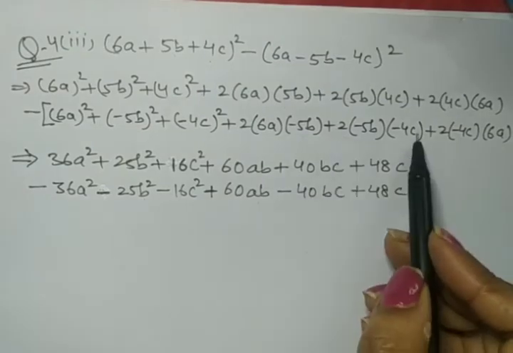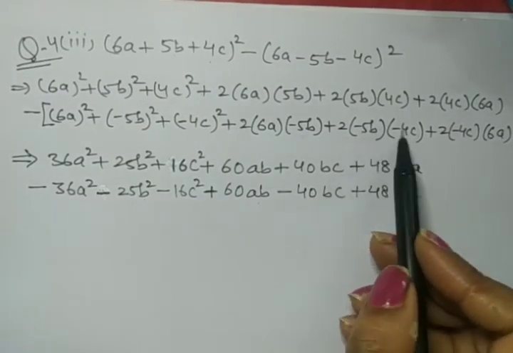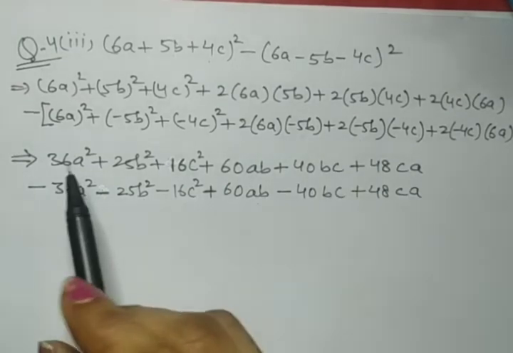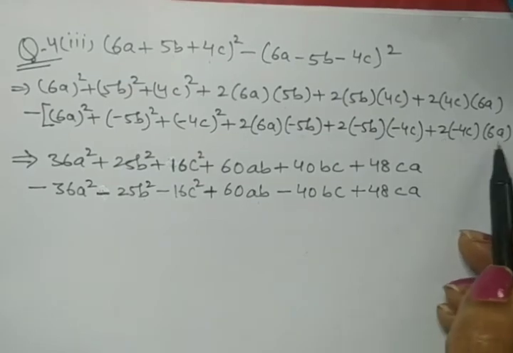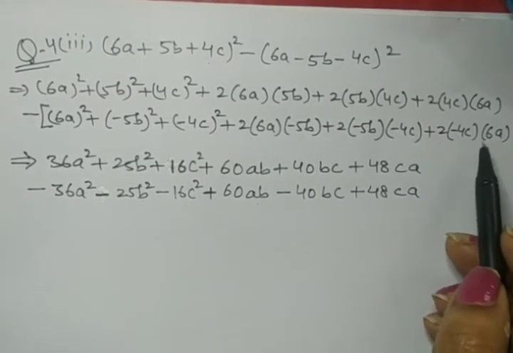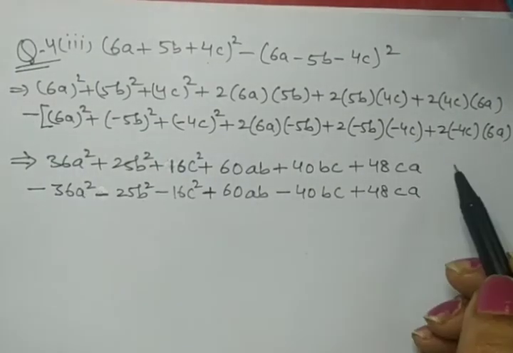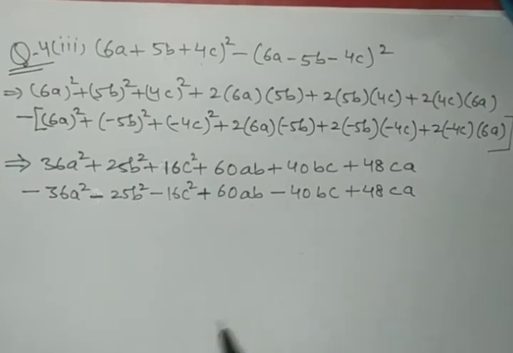When we simplify this part we get plus 40bc as minus minus plus. But when we open this bracket we get minus 40bc. When we simplify this part we get minus 48ca. But when we open this bracket we get plus 48ca. There is a bracket. Okay.